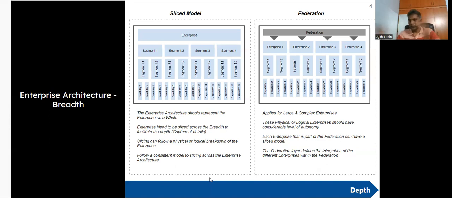I mean, of course it's all part of the same enterprise, but they can function by themselves, independently. And then their enterprise architecture evolves independently to some extent. So there may be some dependencies, but on an overall level, it can evolve by itself. So for those kinds of organizations, we can use the federation model, and underneath the federation model, it could be the slicing model. And the federation layer will define how we're going to integrate all these individual enterprises together. So this is on a breadth perspective.